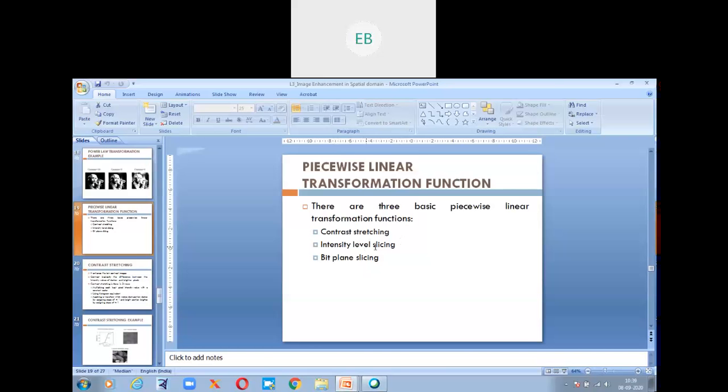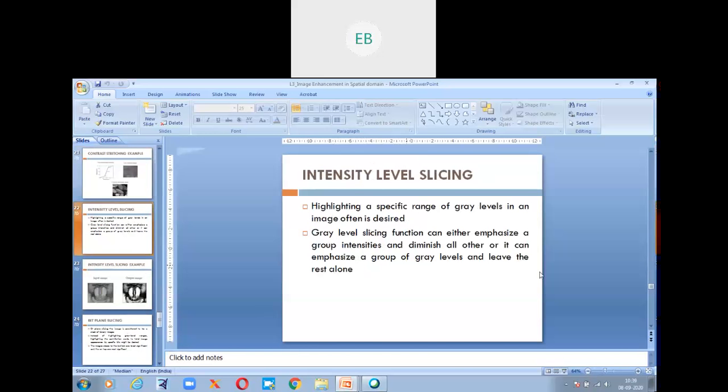Then what is intensity level slicing? Remember? Intensity level slicing and bit plane slicing, these two terms are almost the same. But in intensity level slicing, we have a gray level slicing function which emphasizes a group of intensities, or diminishes, that is deletes, all other groups of gray levels. That is, it only emphasizes a particular group of intensity values of pixels in an image.